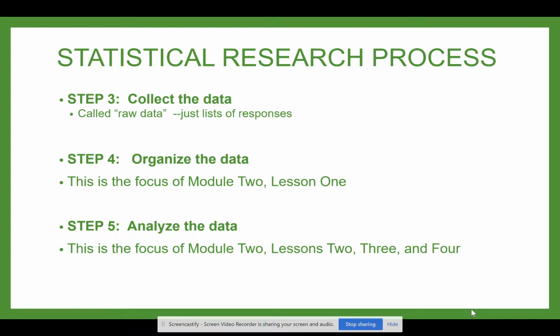Step 3, you go out and you collect the data. That could be conducting a survey. It could be looking at reports. This is called the raw data, and it's simply a list of your responses to the variable.